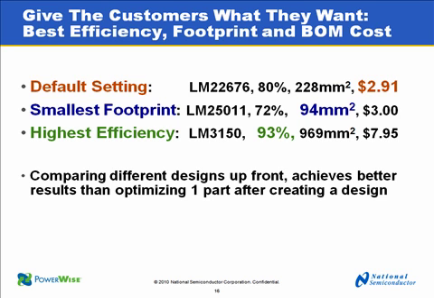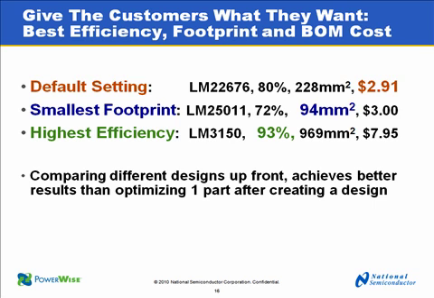So let's take a look at what we got here for this particular set of voltages and currents. On the default optimizer dial setting of 3, it shows the LM22676 device, and it had 80% efficiency, which is in the middle, 228 square millimeters, but it had a price of $2.91, which is relatively low for this particular range. The smallest footprint got all the way down to 94 square millimeters, but we took a hit on our efficiency. We're all the way down to 72%, and the cost is about $3.